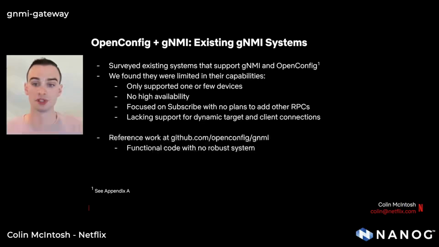None of the services that we investigated provided high availability or failover for gnmi connections, and many of the services only focused on the subscribe RPC with no plans to add support for get, set, or capabilities in the future. What we did find was an extensive collection of reference work for gnmi on the OpenConfig GitHub. But while there were lots of individual components, there was really no robust system that was production ready for us.